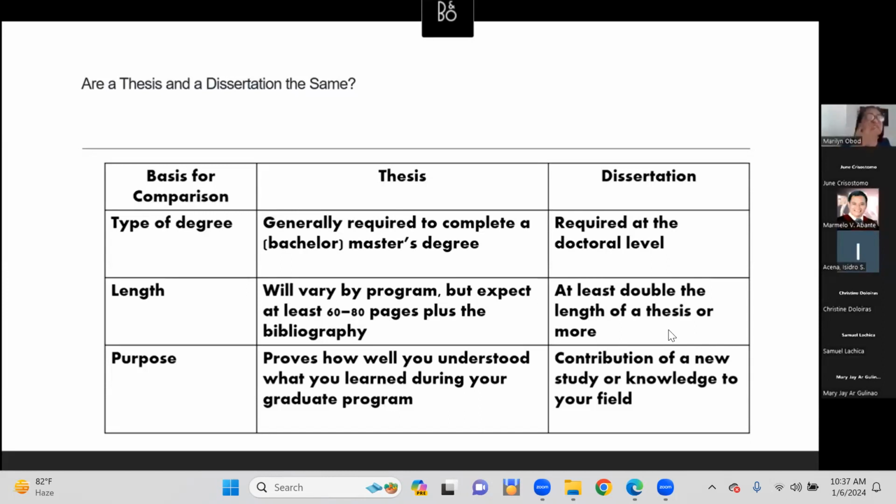Kaya madalas diyan may tungkol sa leadership kasi yun yung naging subject nyo. Mayroon diyan tungkol sa marketing strategies kasi yun yung mga pinag-aralan. Okay po. But in dissertation, it is contribution of a new study or knowledge to your field.